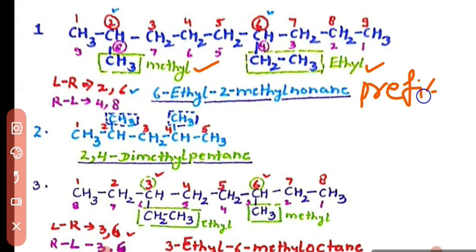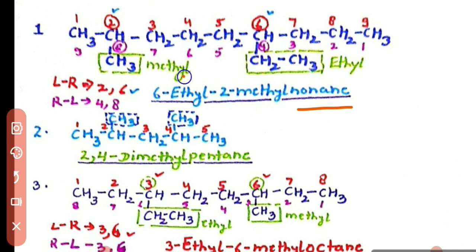And this alkyl group is named in the form of a prefix. They are named as prefixes to the principal alkane, and the principal alkane is nonane because it contains 9 carbon atoms, and there are two branches, ethyl and methyl. So the numbers or locants should be written first. Afterward you have to write down the name of the alkyl group. So the name of the compound will be 6-ethyl 2-methyl nonane.